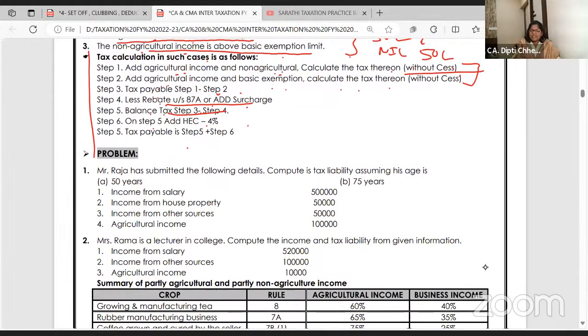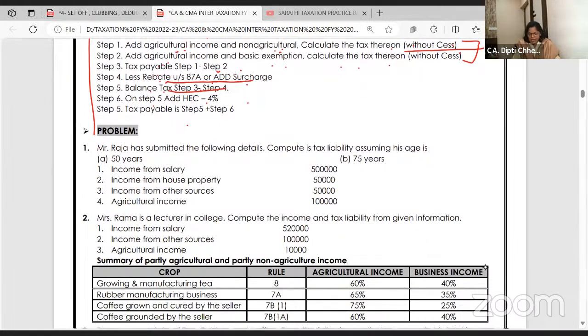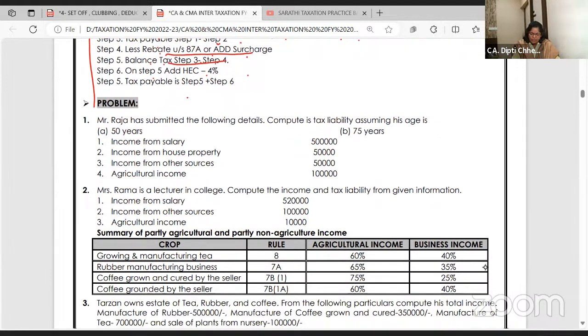I think I've given these problems in the first sheet, but now we will do one simple problem on agricultural income. If you don't have this sheet, I'll give it to you in the 5th sheet also. For now, whatever problem I'm doing, I'll give you all the data. Take this. Let's do the second problem. Mrs. Rama is a lecturer, and income from salary is 520. Other sources are there. Now look.